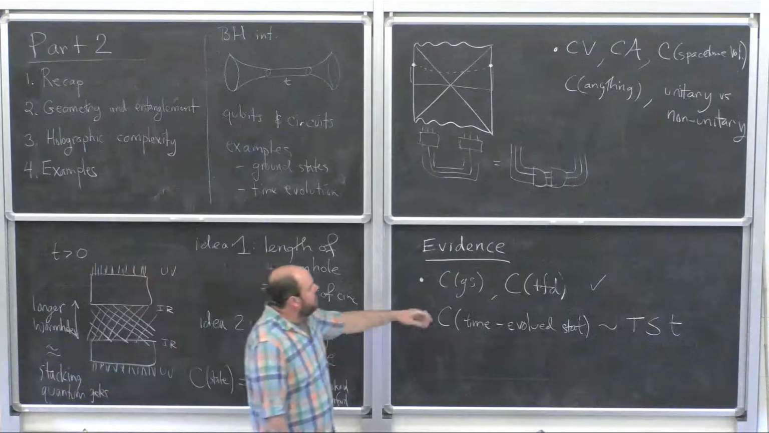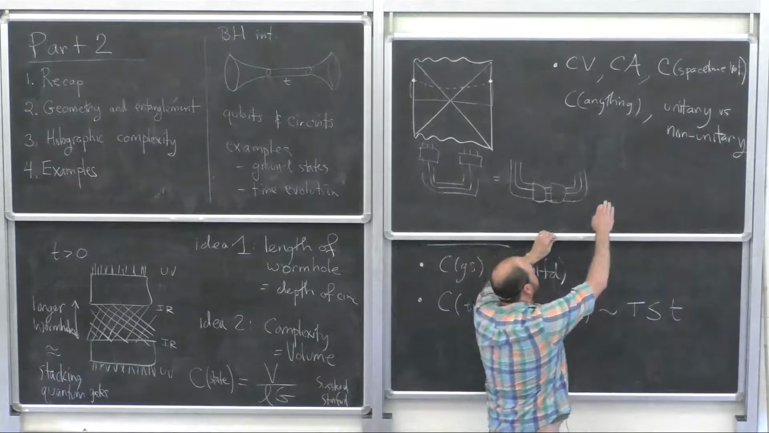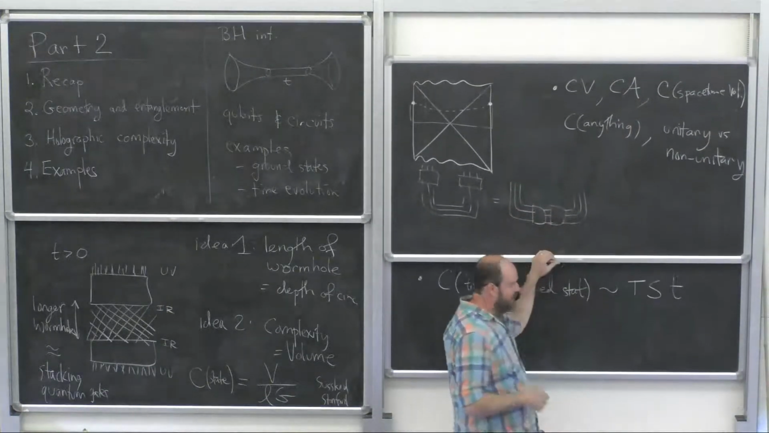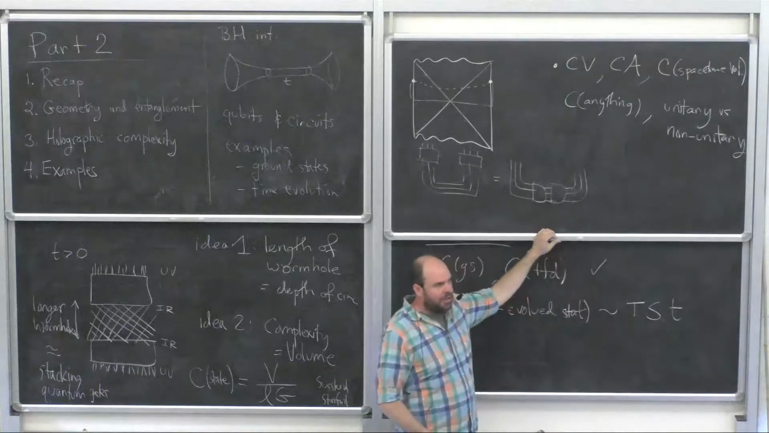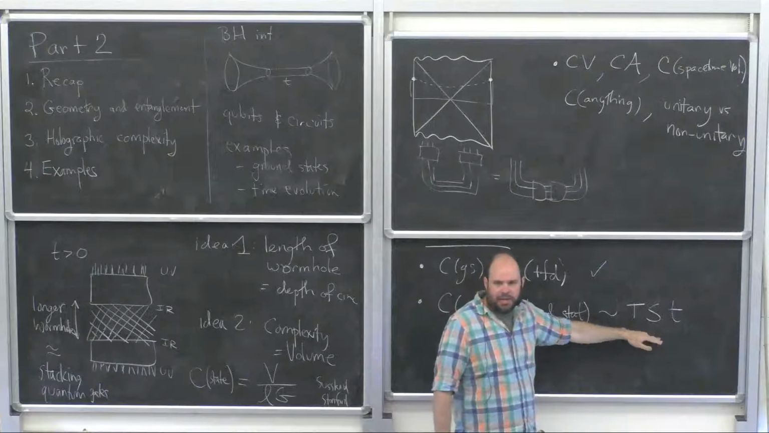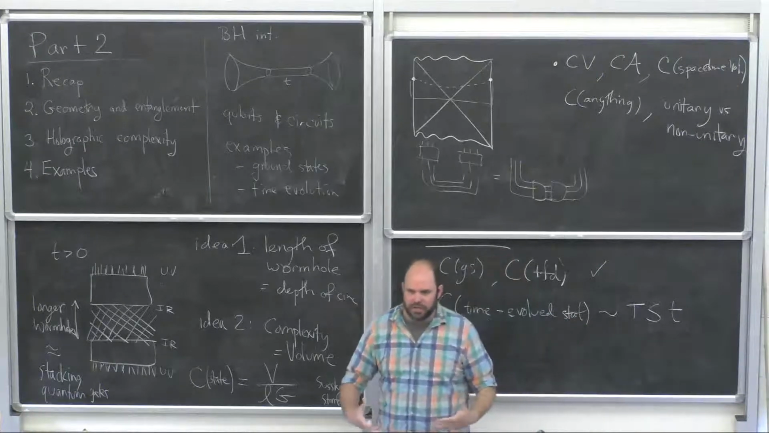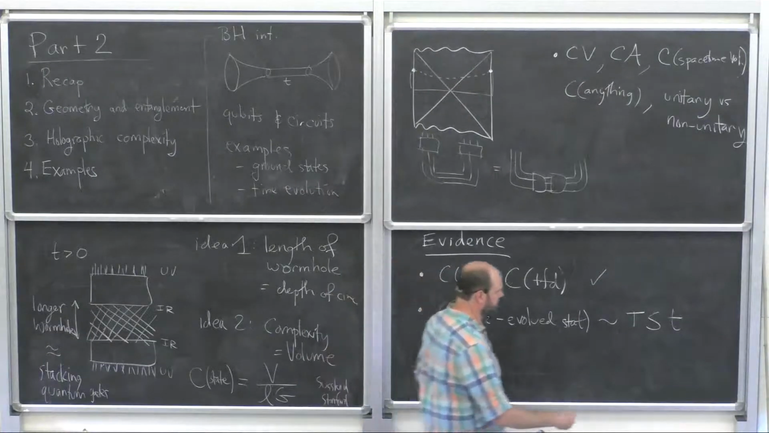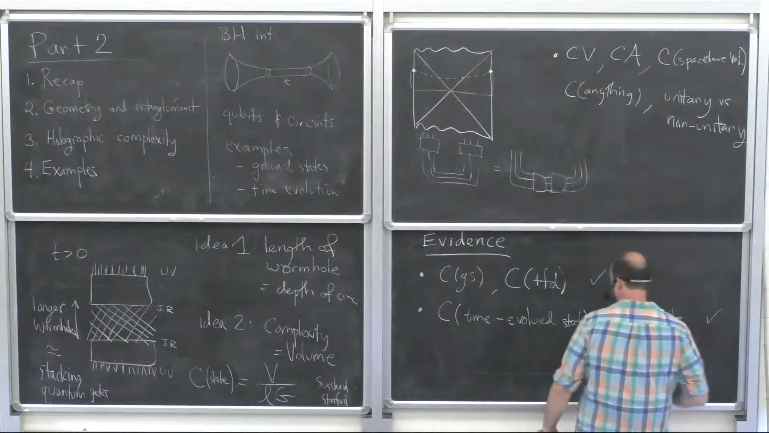One of the virtues of this complexity action situation, which I was involved with, is that now if you add charge to the black hole, for example, then this volume doesn't work as well. It doesn't reproduce this formula as nicely, but the action still works really well and gives you the same kind of structure. So this is also what we expect and seems quite reasonable.